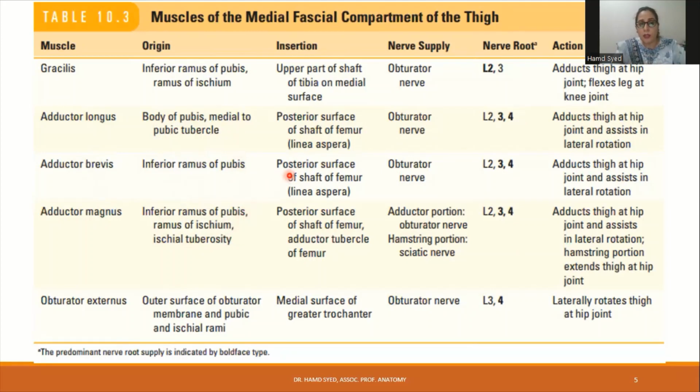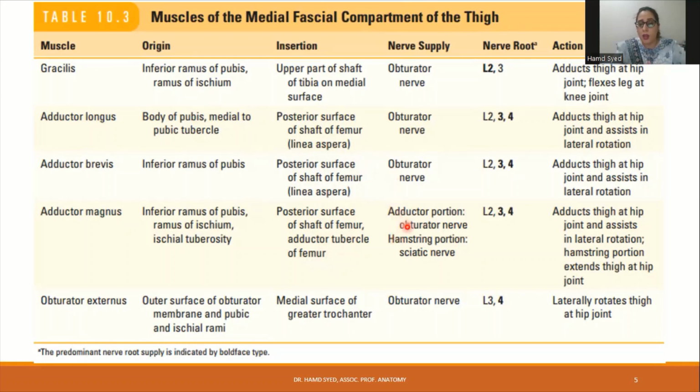Now, when we talk about the insertion of these muscles, remember they will all be inserted into the femur bone. The adductor longus and brevis are inserted into the linea aspera. We talked about it before. It's a prominent ridge on the posterior surface of the femur, which receives the insertion of adductor longus and brevis. In addition to that, keep in mind the adductor magnus is also inserted into the adductor tubercle of the femur. If we look at the nerve supply, longus and brevis are both supplied by the obturator nerve.